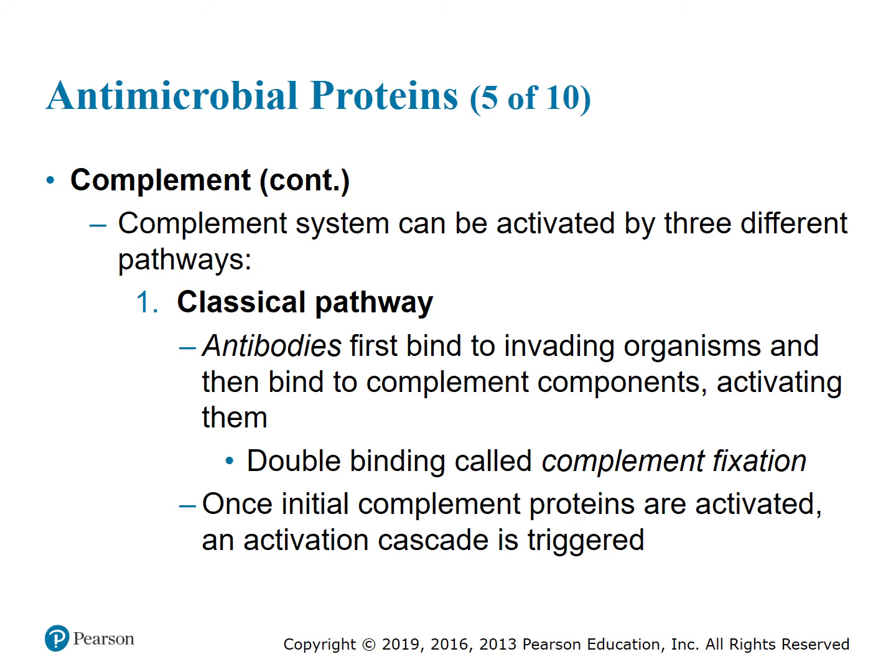The system can be activated by 3 different pathways. The first one is called the classical pathway, where antibodies first bind to the invading organisms and then bind to complement components, activating them. This double binding is called complement fixation. Once the initial complement proteins are activated, an activation cascade is triggered.